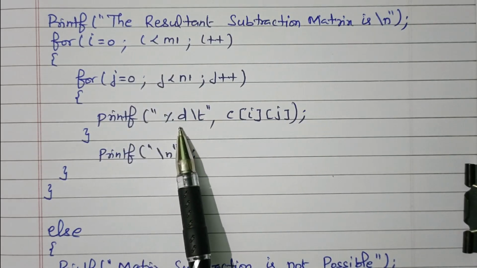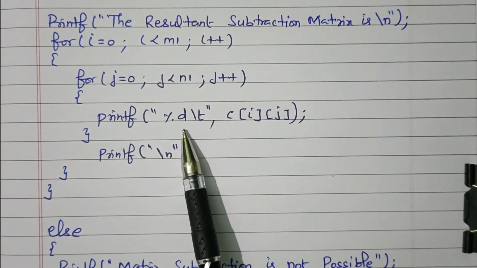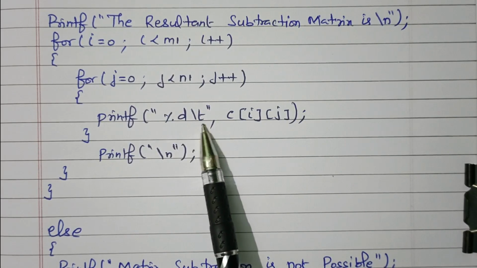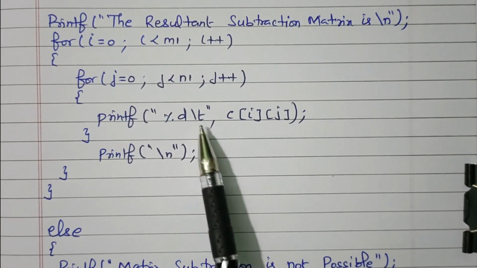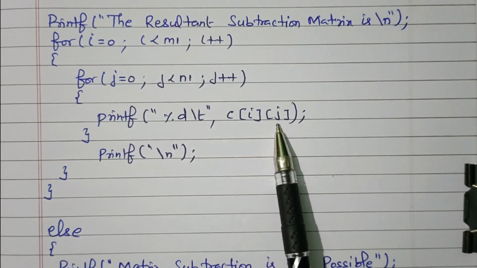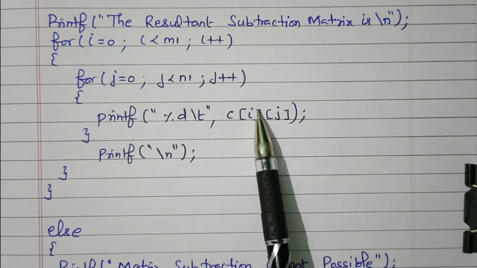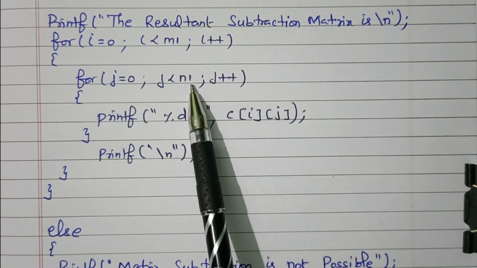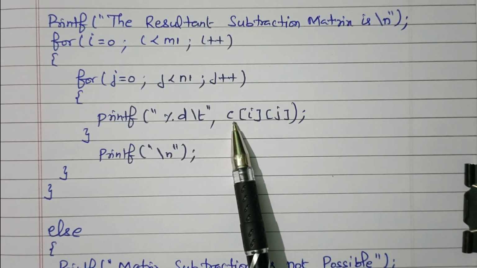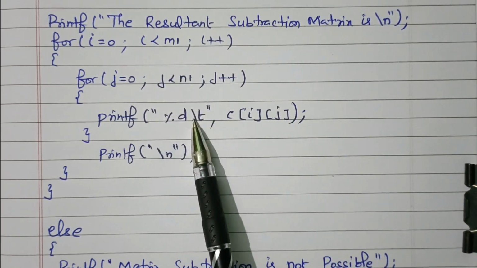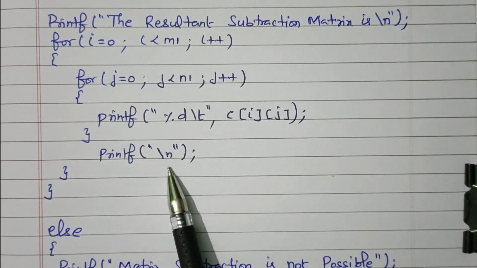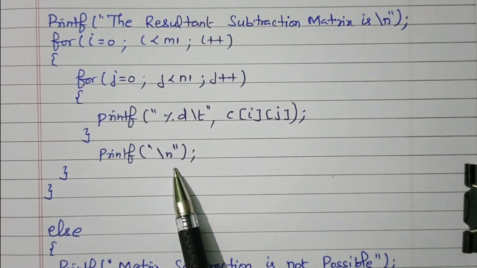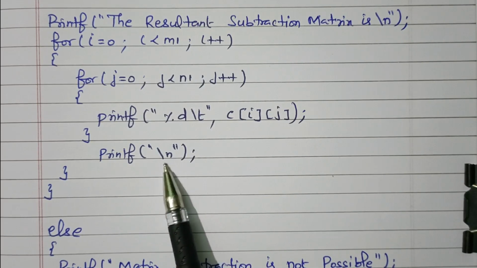Printf of %d \t. What is this? After printing the first element, a tab will be given. Some space will be given. So it will print C of 0 0. Then it will go to 0 1, 0 2, with the tab it will print. So after completing one row, this loop is terminated. Here what we have is \n, so that it will go to the next line. The next row will be printed in the next line.